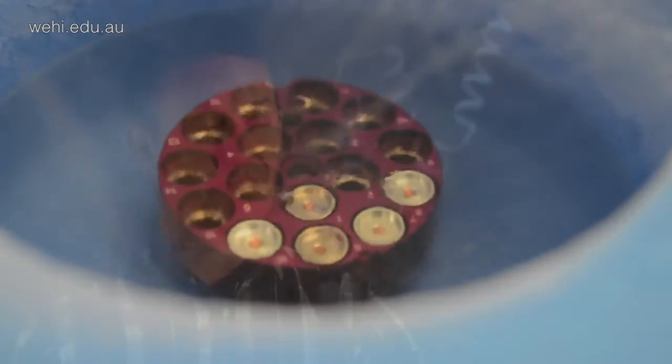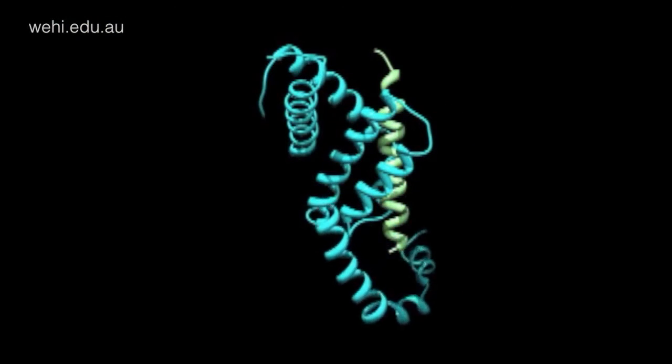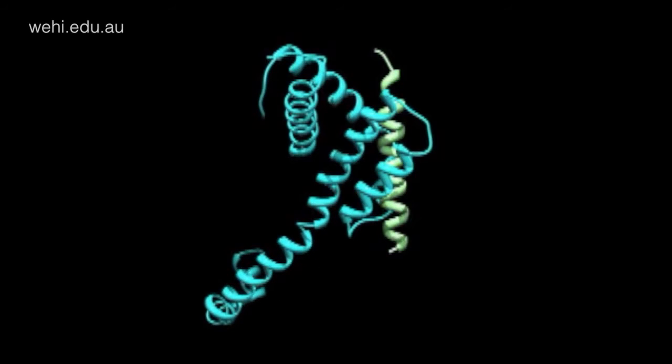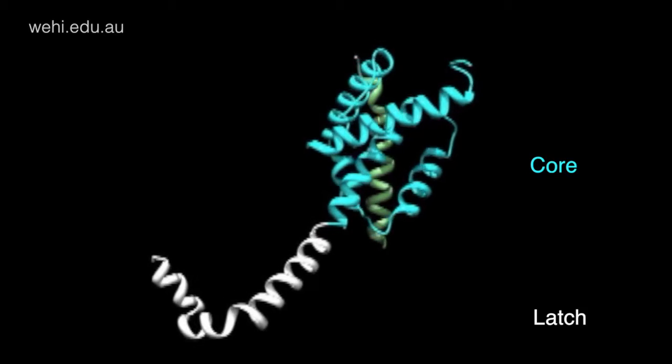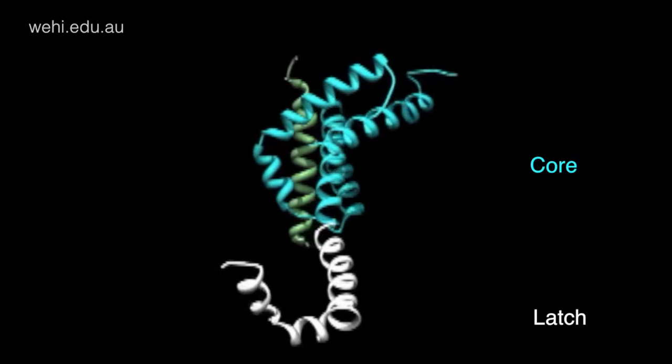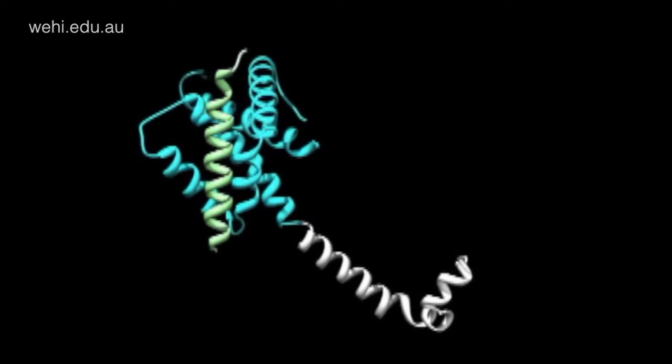BAX is responsible for punching these holes in the membrane, but we haven't understood how it does it until our recent work. What happens is that BAX disentangles into these two domains, the core domain and the latch domain. The core domain can then go on and form larger units, and those larger units we think integrate into the membrane, and then that core domain can go on to do the killing of the cell.